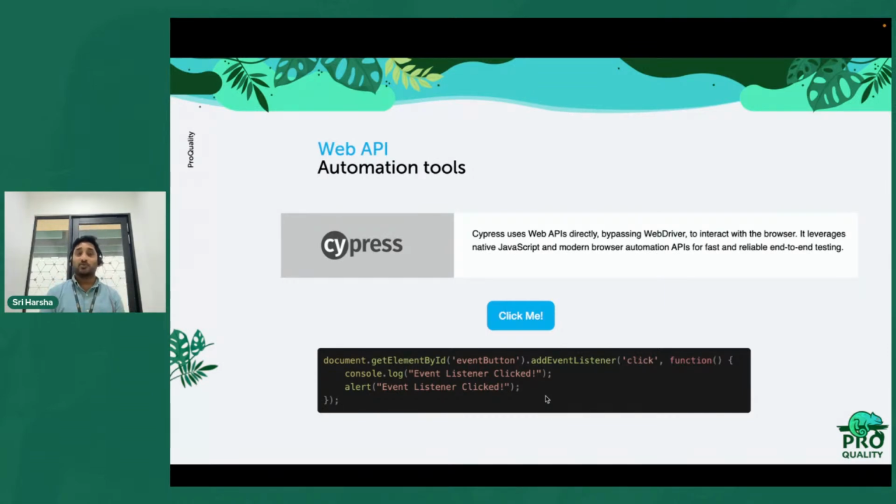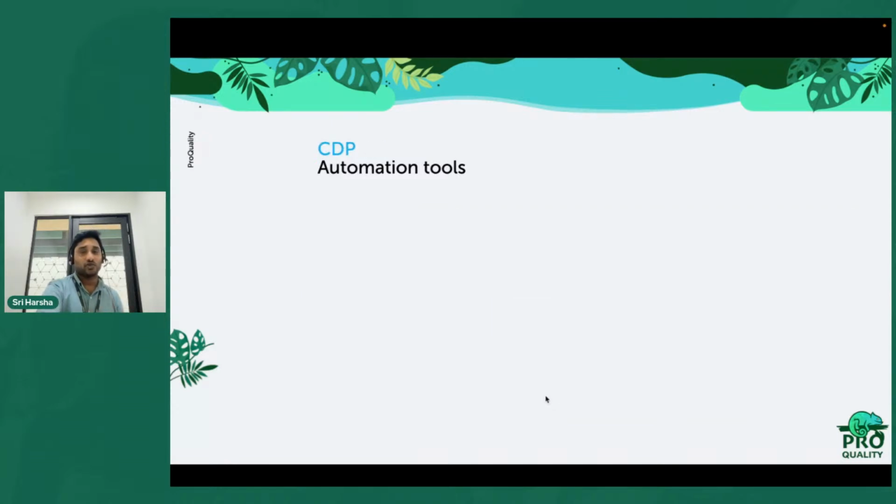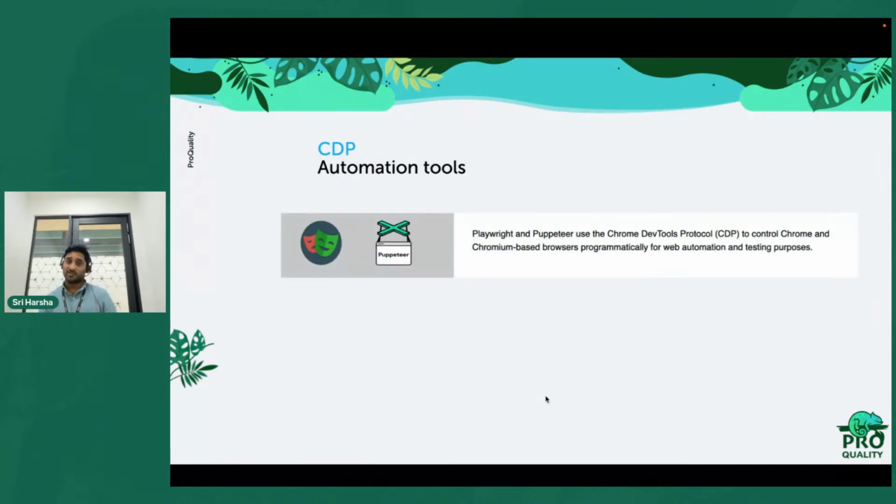But there is one more protocol, the Chrome DevTools Protocol, which is used for automation purposes. And there are two great tools that use the Chrome DevTools Protocol, Playwright and Puppeteer. Playwright and Puppeteer are strictly tools which use the CDP protocol, the Chrome DevTools Protocol. Okay, so now let us see how the Chrome DevTools Protocol simulates the click action on the same button.